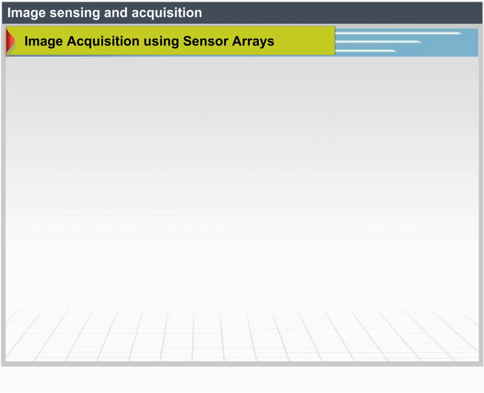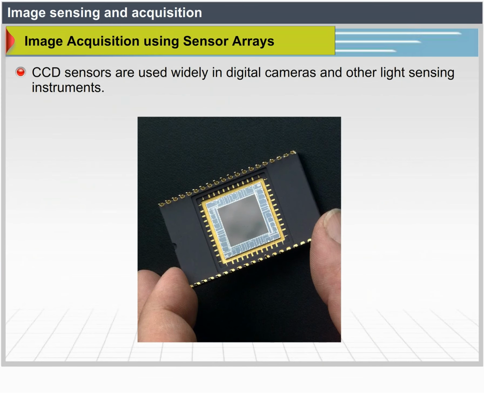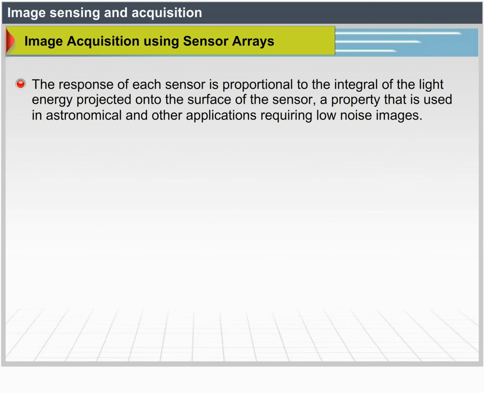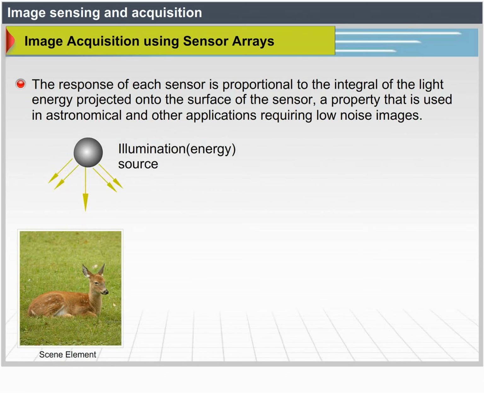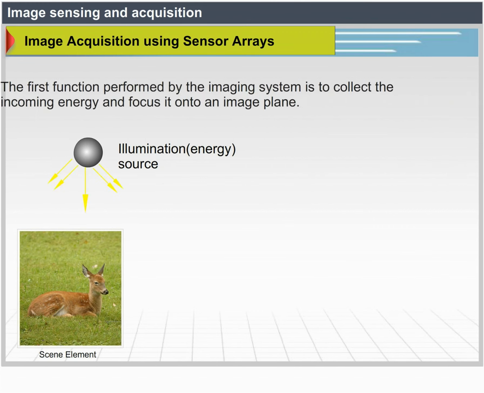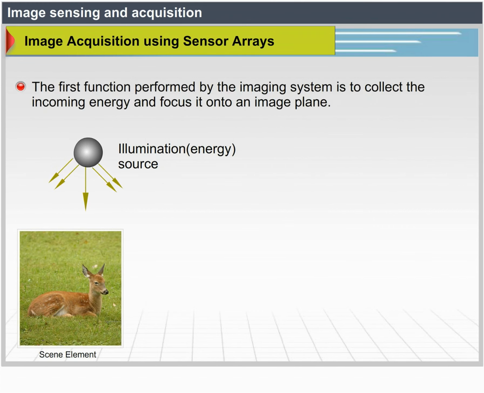CCD sensors are used widely in digital cameras and other light sensing instruments. The response of each sensor is proportional to the integral of the light energy projected onto the surface of the sensor, a property that is used in astronomical and other applications requiring low noise images. The first function performed by the imaging system is to collect the incoming energy and focus it onto an image plane.